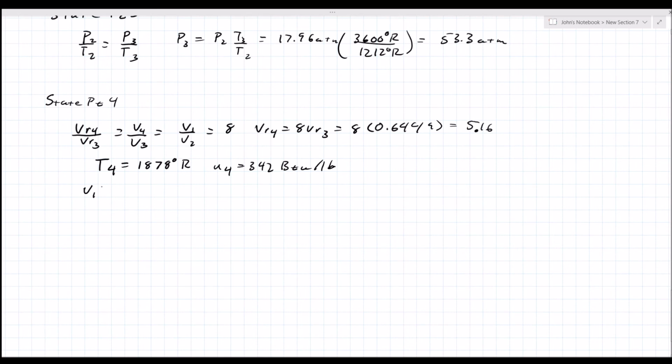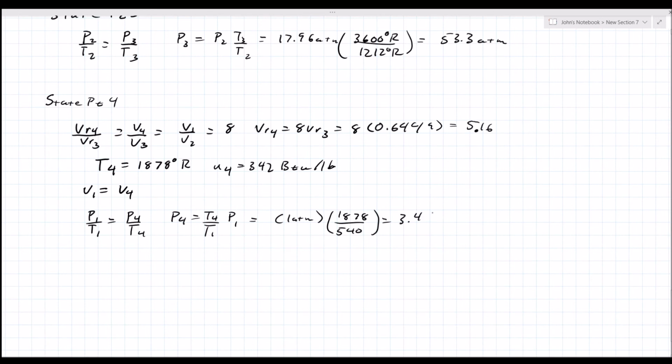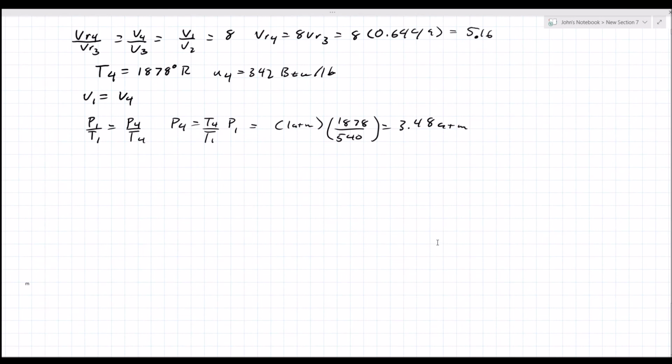Remember, V1 equals V4, so P1 over T1 is equal to P4 over T4. P4 is equal to T4 over T1 times P1, which is equal to 1 atmosphere times 1878 over 540, equal to 3.48 atmospheres. So now we want to find the thermal efficiency.